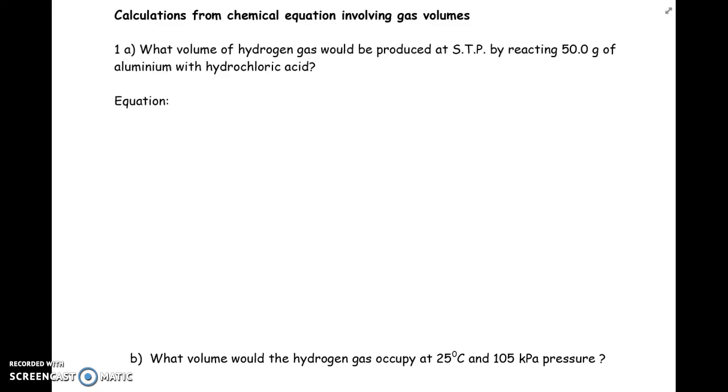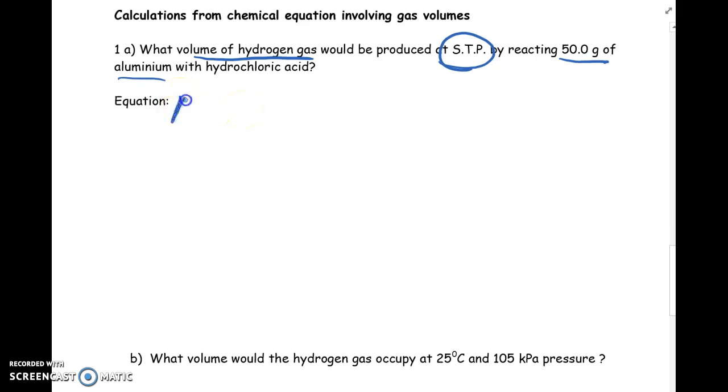Okay, now let's look at how we can use gas volumes when calculating our stoichiometry. The question says: what volume of hydrogen gas would be produced at STP by reacting 50 grams of aluminium with hydrochloric acid? So, first of all, we're going to need an equation.